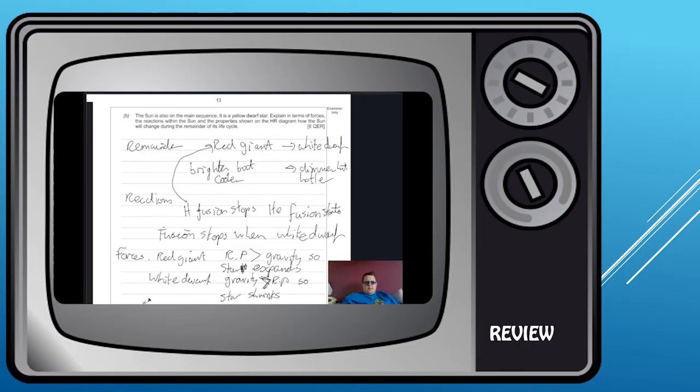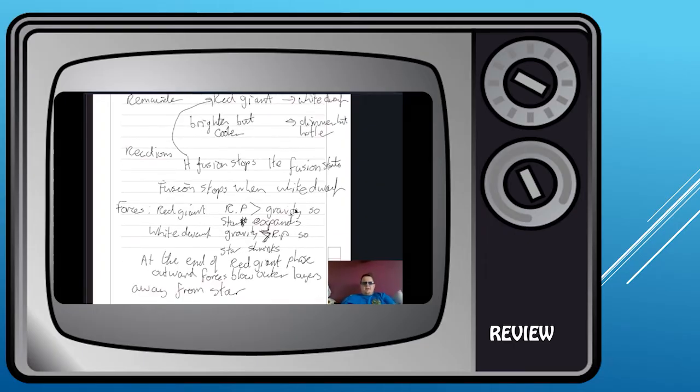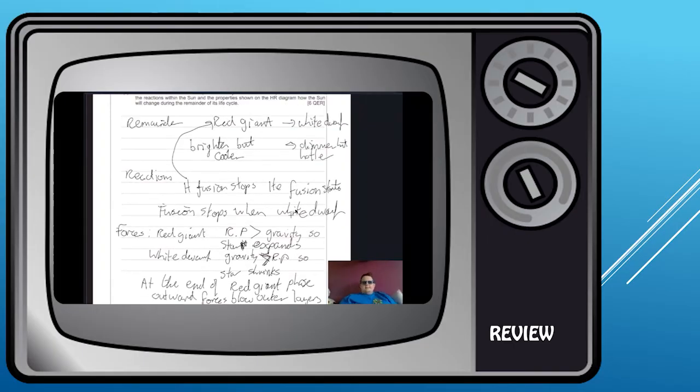You could also say that at the end of the red giant phase, outward forces blow the outer layers away from the star. So if you have all that, you're going to get your 6 marks. Again, probably only 5 because of the way I've written it, but that's close enough for us.